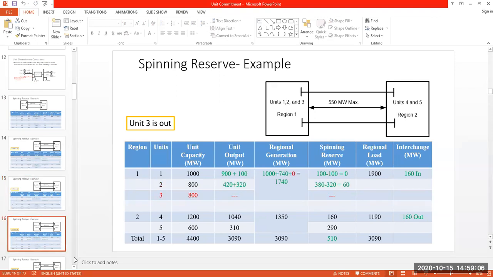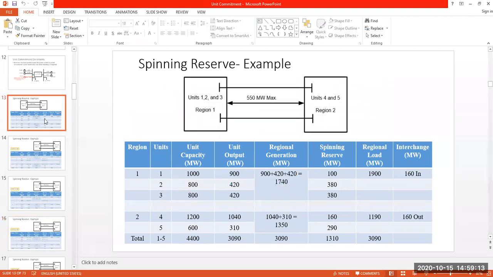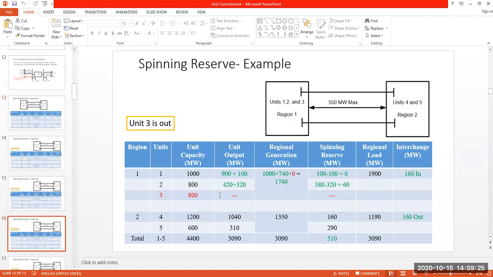So let's move on. What happens if unit 3 is out? You see, unit 3 and unit 2 are actually identical. If you go to slide 13, you see 800 capacity. Unit 2 output is 420, unit 3 output is 420. So they're simply identical, so a similar kind of thing will happen. Just the unit 2 and unit 3 status will be interchanged, and everything else, they will interchange their role here. So it is self-explanatory. There is nothing to be discussed.